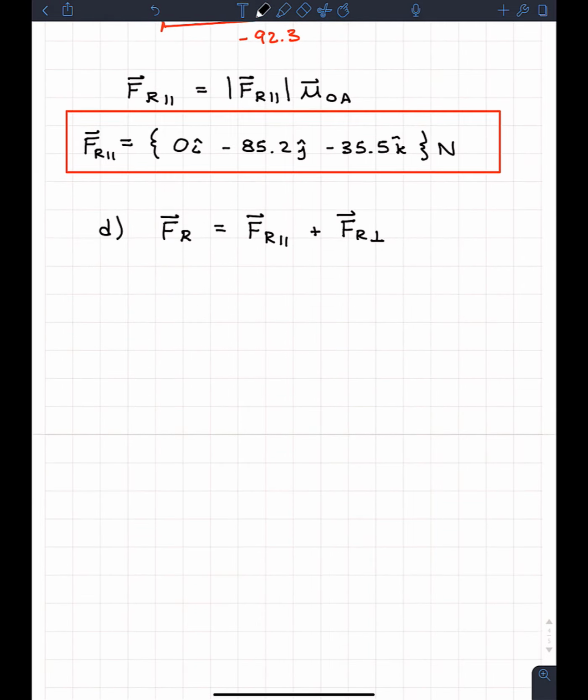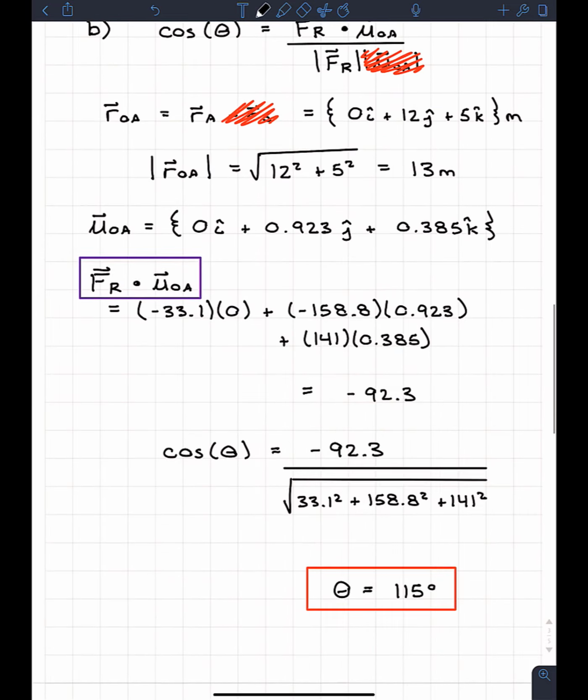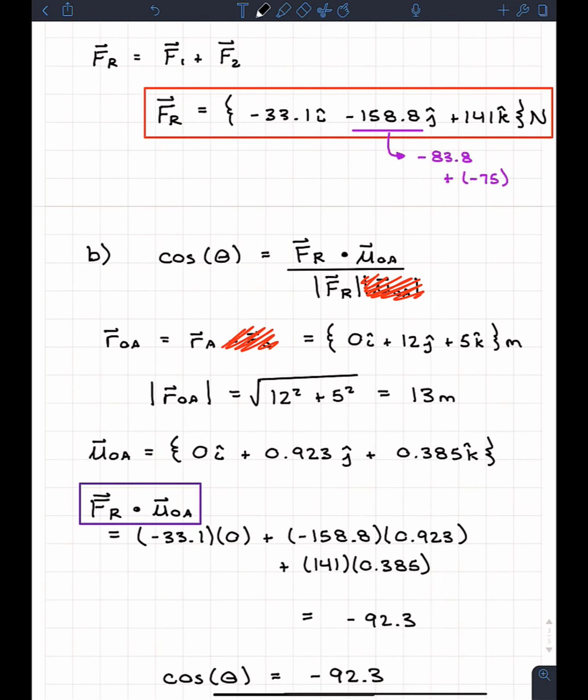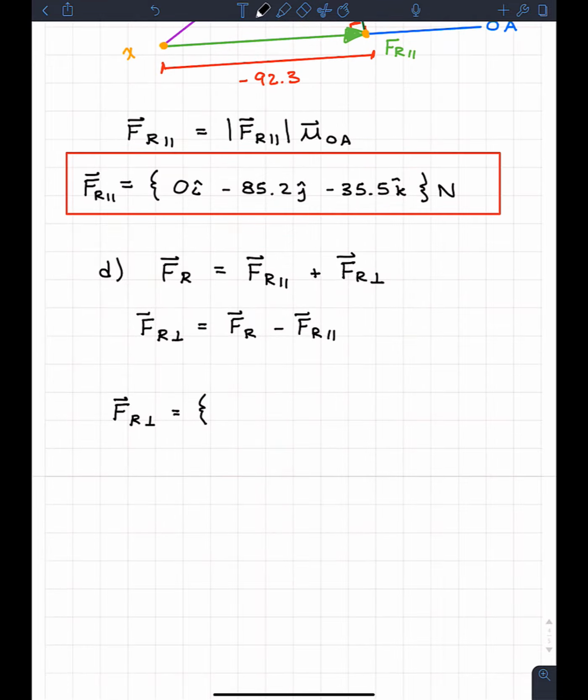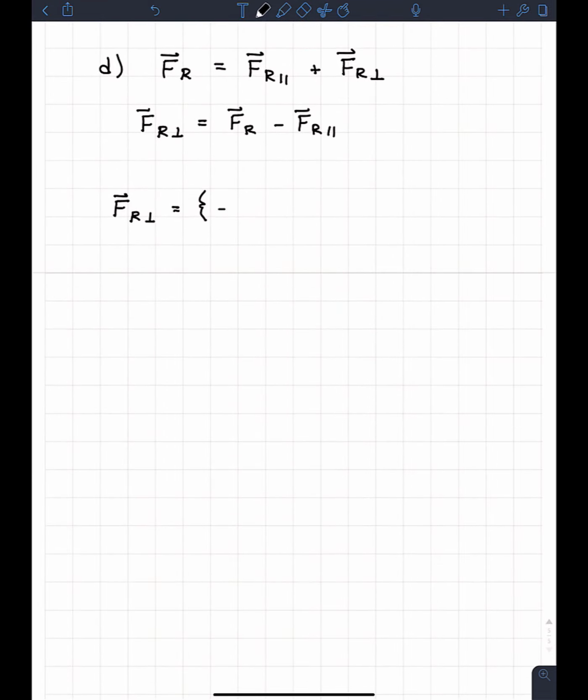So to find FR perpendicular, all you have to do is rearrange the formula. Well, that's easy. FR perpendicular is going to be equal to FR minus FR parallel. And we know both of those values, and they're both already in Cartesian vector notation. So all you're going to have to do is some vector subtraction. So if we go up to the top, our I component of FR is negative 33.1, and we're going to be subtracting 0. So the first component is going to be negative 33.1.